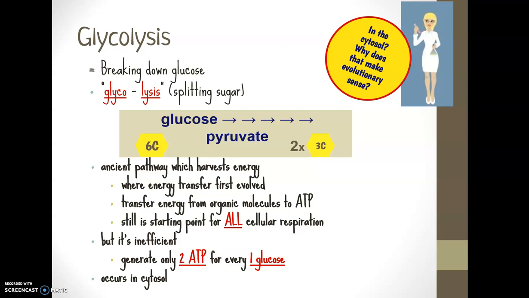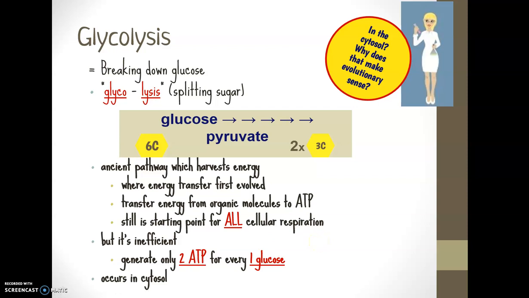Okay, so this is where energy transfer first evolved. So they still had to take in organic molecules to create ATP. It's still the starting point for all cellular respiration. The only problem is it's very, very inefficient. You only get 2 ATP for every 1 molecule of glucose.